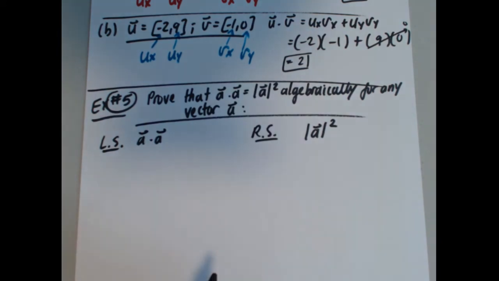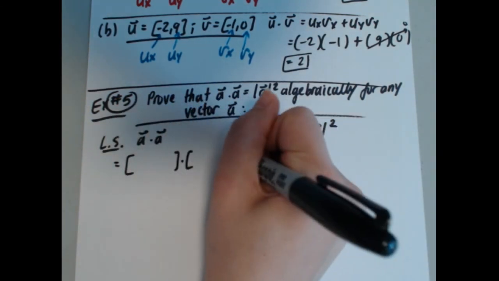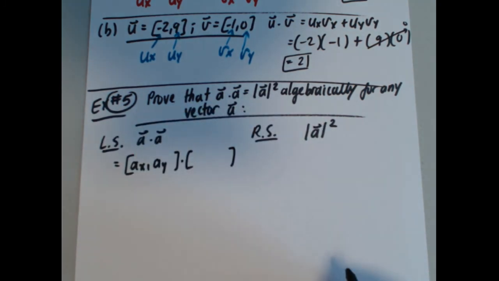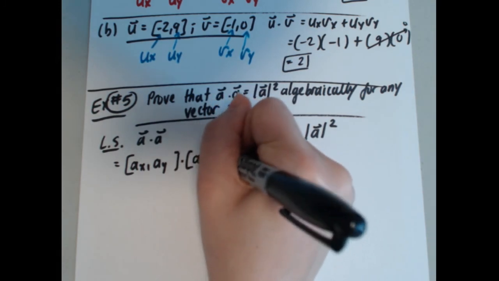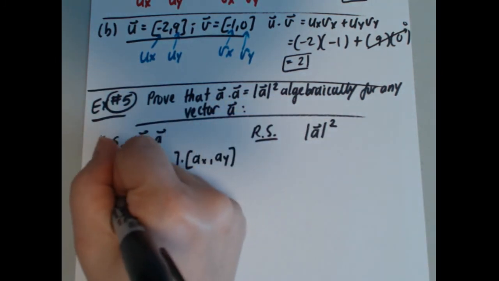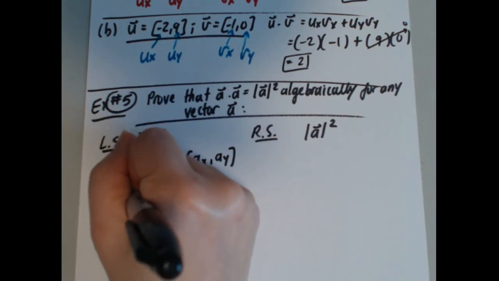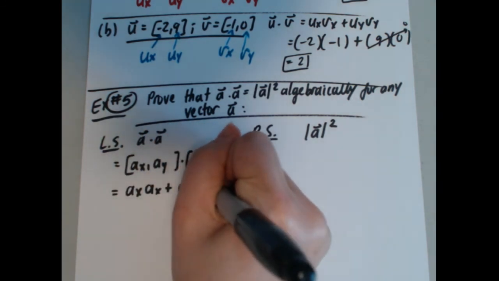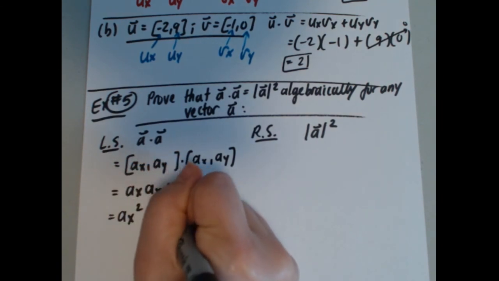A dot A. Well, I know that my vector A has 2 components to it. I know it has an x component and a y component. So we'll call those components AX and AY. So then AX comma AY dotted with AX comma AY. You know how to do the dot product like this. It's x components multiplied plus y components multiplied. So I have AX times AX plus AY times AY. So that's just AX squared plus AY squared.